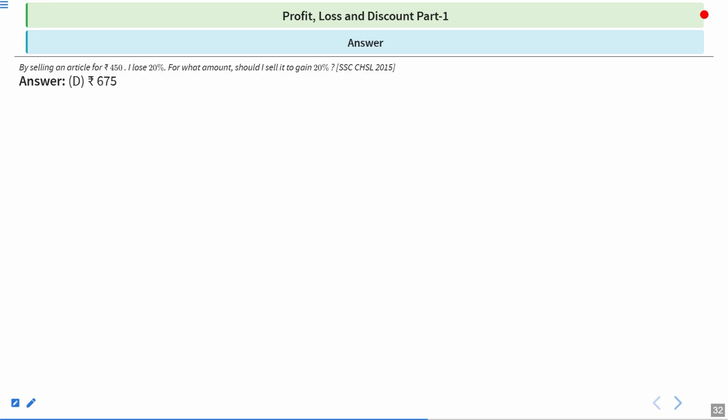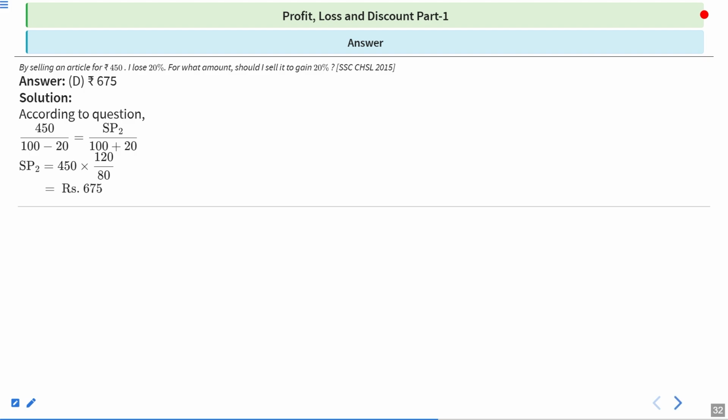Next one. Now see the solution. So the solution will be, according to the question, 450 upon 100 minus 20, because we can say that this is the 80% of the cost price, is equal to selling price 2 upon 100 plus 20, because we need to get the 20% profit. So when we simplify it, we get this SP2, which is 450 into 120 upon 80.